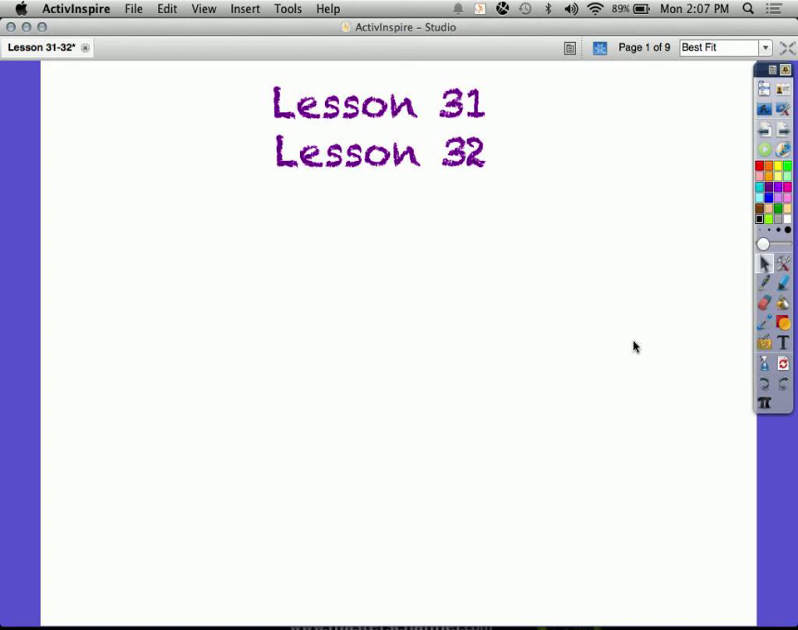Today we are going to do two lessons. We're going to talk about lesson 31, which is area of rectangles, as well as lesson 32, which is expanded notation, and some more on elapsed time. So lesson 31 is on areas of rectangles.